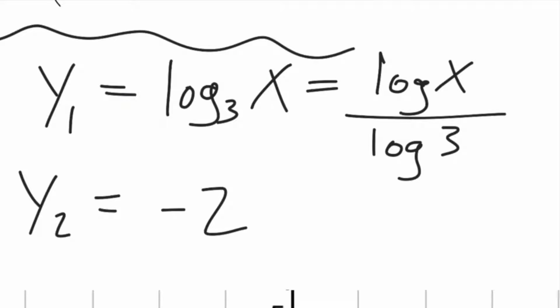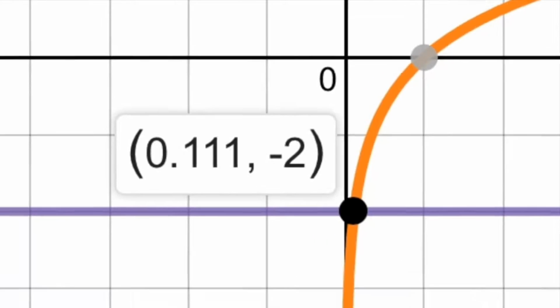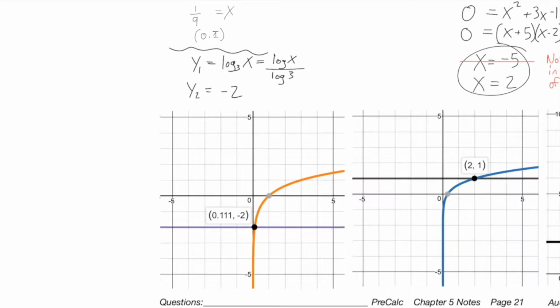And then y2 would be equal to negative 2. So you plot these, figure out where they intersect, and they intersect right here. Bam, at the value that we calculated when we solved the equation. x has got to equal 1/9, and that's 0.1 repeating. If it is, then the value of y will be negative 2.